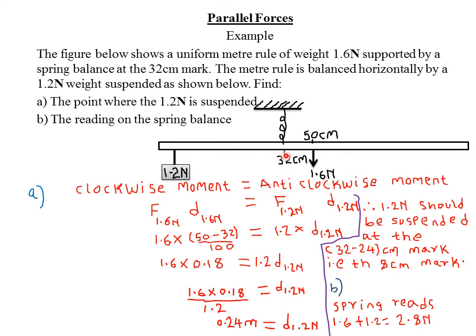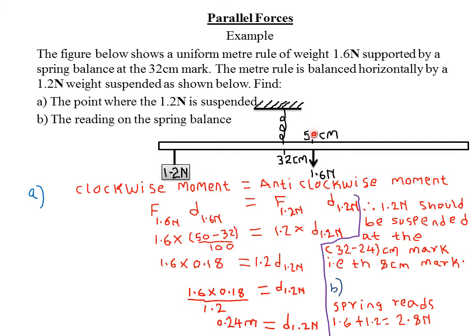So remember, you just need to know that the weight will always act at the center. Not all questions will indicate that this is the 50 centimeter mark. So if it is a bar of 50 centimeters, if its total length is 50 centimeters, then the total weight will act at the 25 centimeter mark. That is at the middle or at the midpoint, provided the bar is uniform.